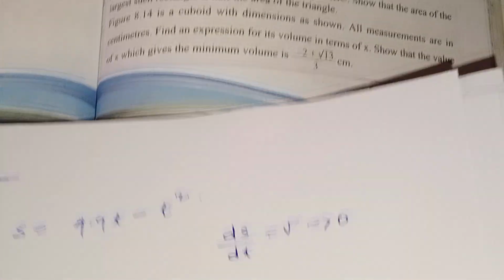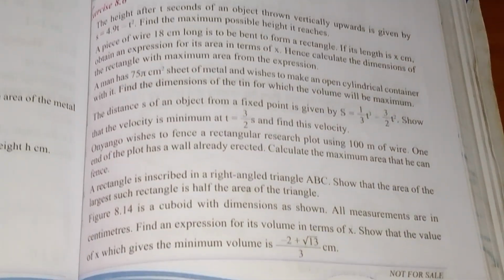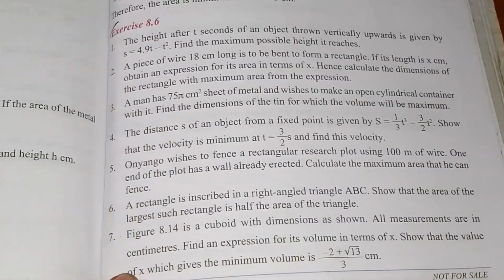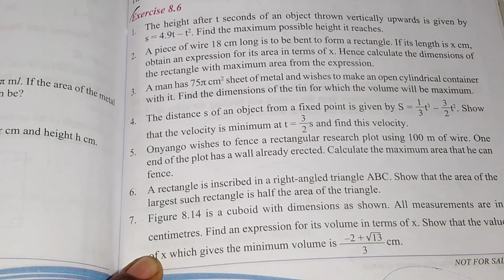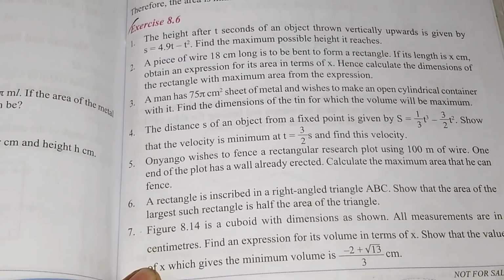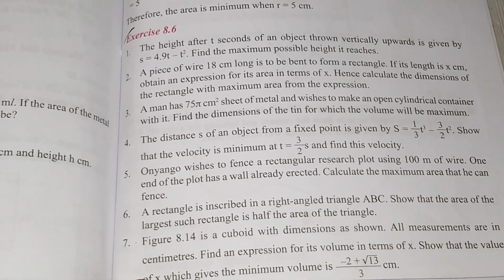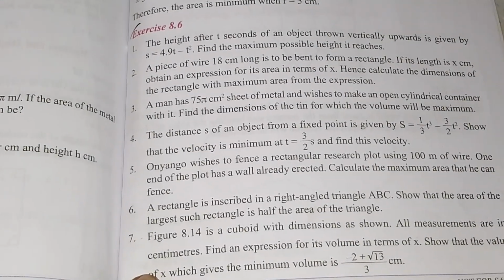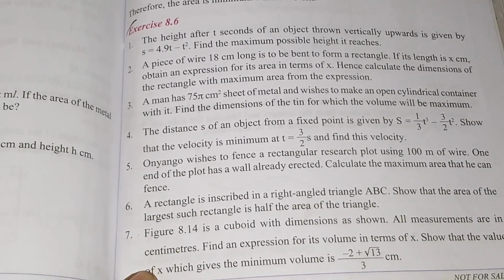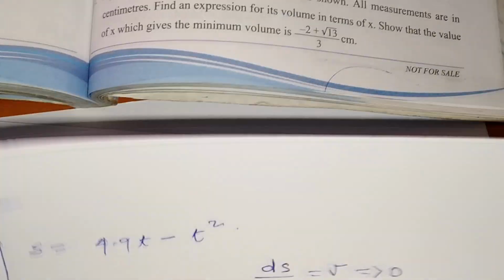Back to go to the second question here, which is going to involve a piece of wire 18 centimeters long is bent to form a rectangle. If its length is x centimeters, obtain an expression for its area in terms of x. Hence, calculate the dimensions of the rectangle with the maximum area from the expression. Okay, so I'm going to continue from this point here.